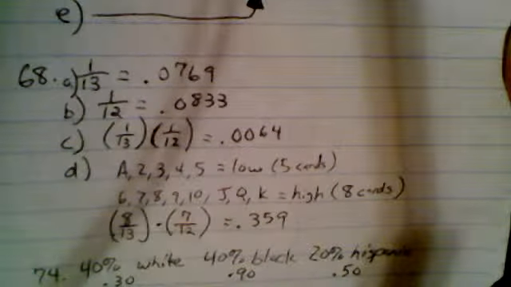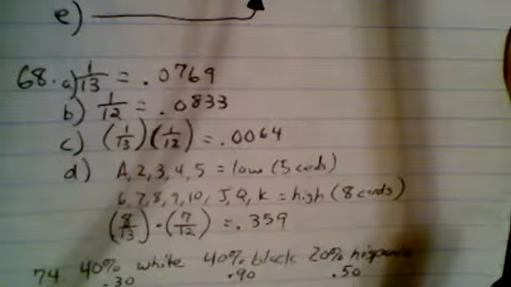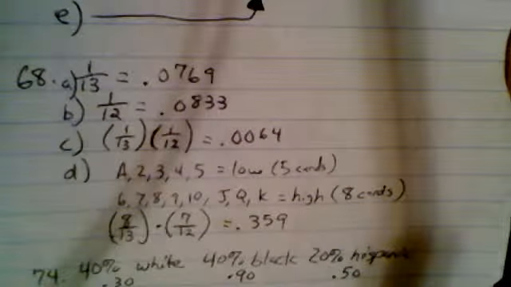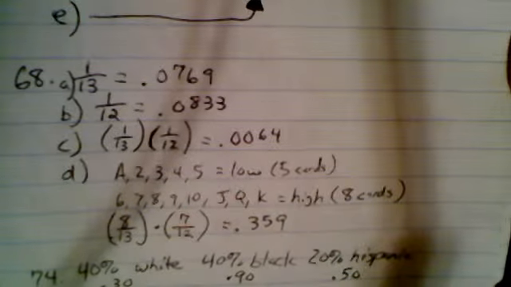The chance of getting 2 high cards, well, you see that 8 of the cards are classified as high and 5 are low. So the first time you reach in, you have an 8 out of 13 chance. Once you take that card out, now you have a 7 out of 12 chance of getting a high card. So you multiply those together, and that's your chance of getting 2 high cards. That's 0.359.